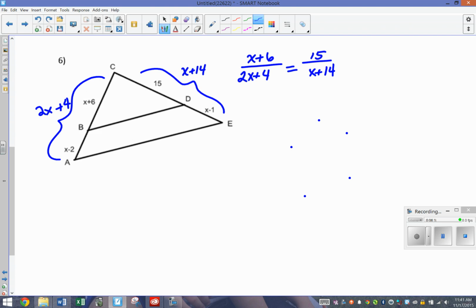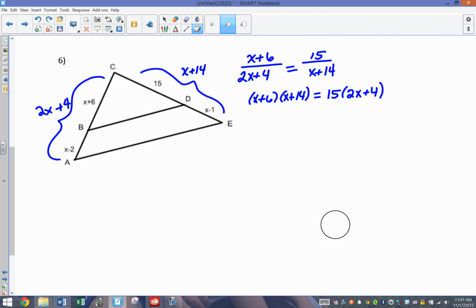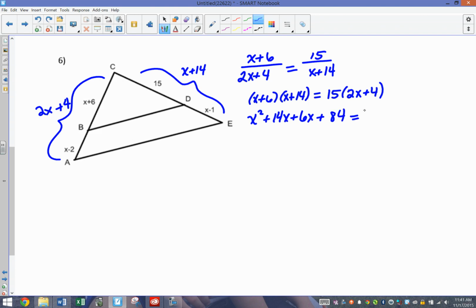Then, when I go to cross multiply on this thing, I end up having x plus 6 times x plus 14 and 15 times 2x plus 4. I apologize for these dot fragments here. And then we have to FOIL this out. So we have x squared plus 14x plus 6x plus 84. Distribute the 15 gives me 30x plus 60. So I have x squared plus 20x plus 84 equals 30x plus 60.